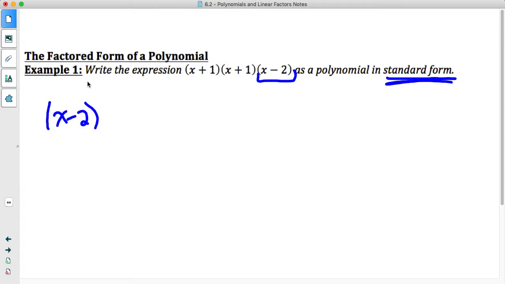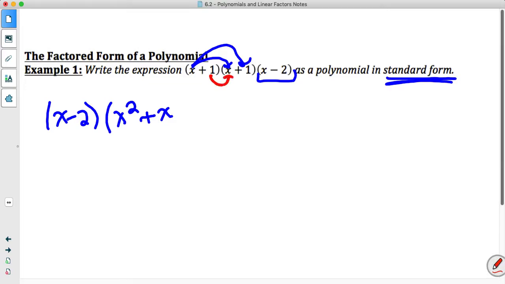So the first thing I'm going to do is multiply this stuff out. So we just did it. I'm going to go through all the steps again, even though we just did it in that last problem. I'm going to do it again. So x times x is x squared. And x times 1 is x.